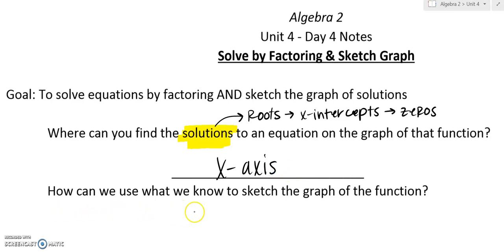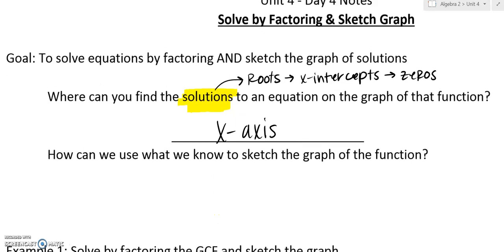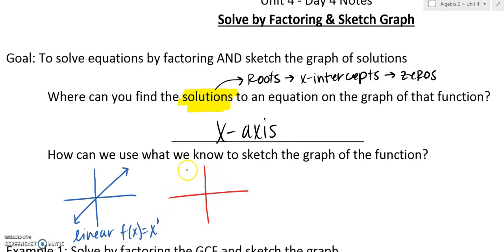How can you use what we know to sketch the graph of the function? I'm going to give you a couple quick visuals here. The first one I'm going to give you is a little mini graph, and I'm going to give you a line. This is a linear function. If it's a linear function, we have something like f of x equals x, something where the exponent is to the first power. We've seen those a lot, algebra 1 maybe.